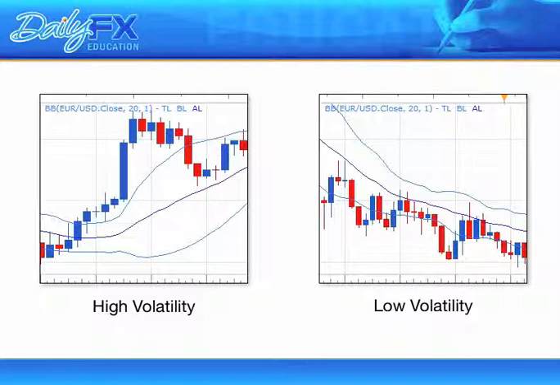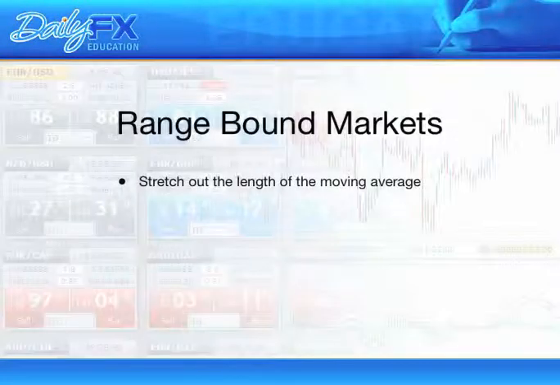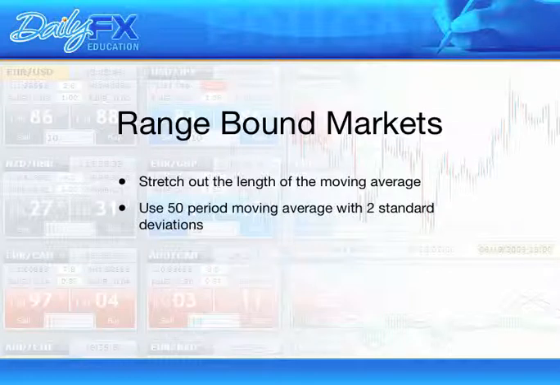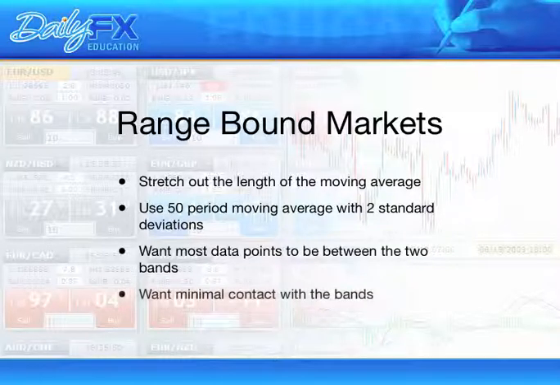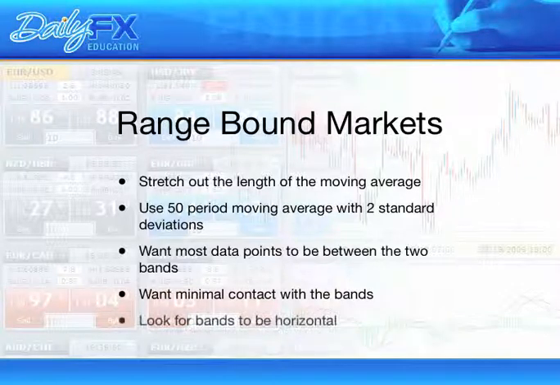In this strategy, we'll stretch out the length of the moving average used to encapsulate more price bars and data. We'll use a 50-period moving average with two standard deviations. Since we're looking for a ranging market, we want most of the data points to be between these two bands. We want to see minimal contact with the bands. One way to accomplish this is to look for the bands to be horizontal and parallel to each other.